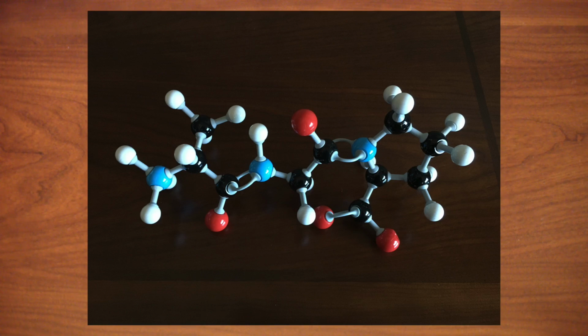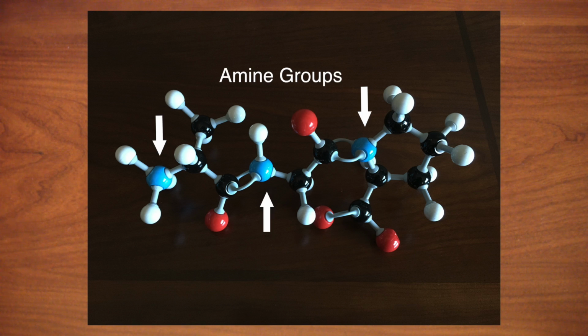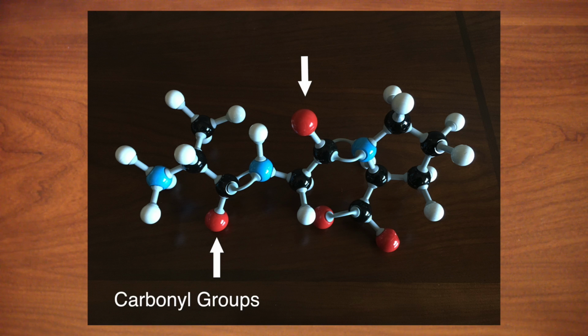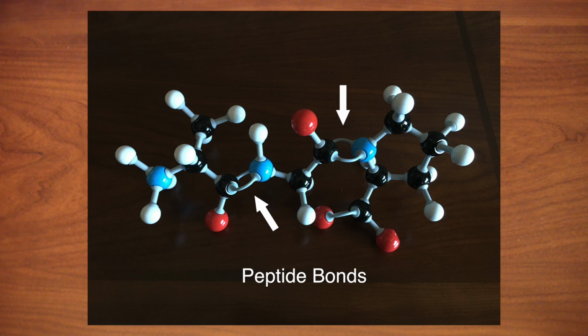This is a model of a tripeptide, which consists of alanine, glycine, and proline, going from the N-terminus on the left to the C-terminus on the right. Amine groups are found to the left or upstream of each alpha carbon. Carbonyl and carboxyl groups are found to the right or downstream of each alpha carbon. R groups are also attached to the alpha carbon and, alternatively, come into and out of the plane of the screen. In a tripeptide, there are two peptide bonds.